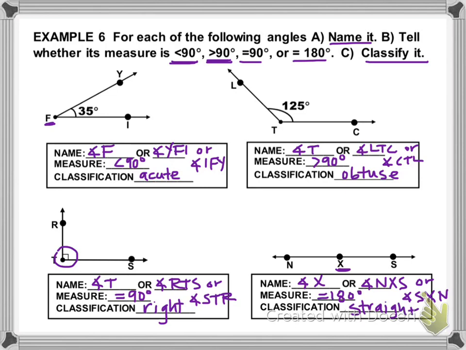So unless you're told the measure of your angles, you can never assume what size it is or its measure. The only ones you can assume are the right angle if you see that box, or a straight angle if it looks like a straight line.